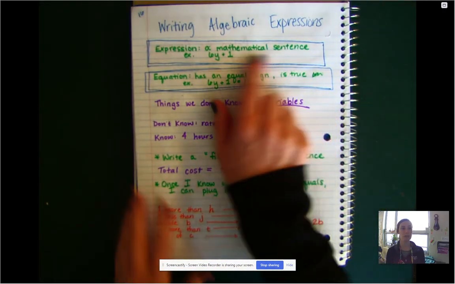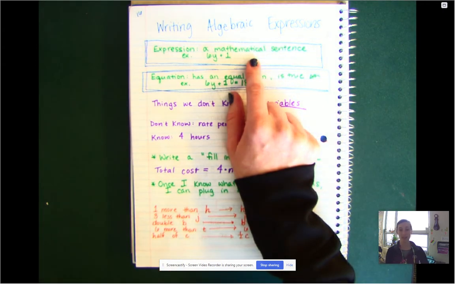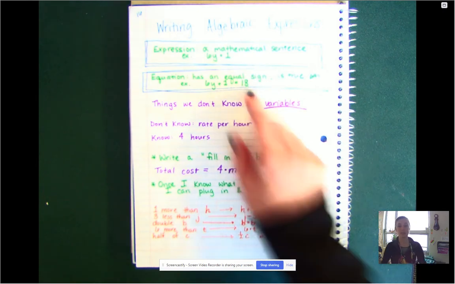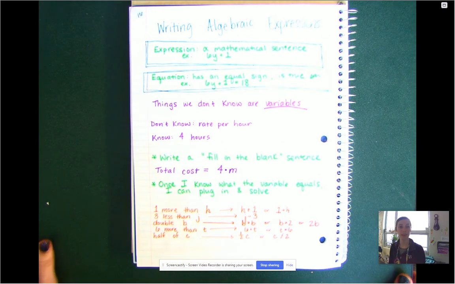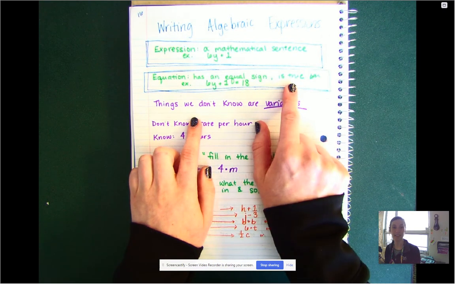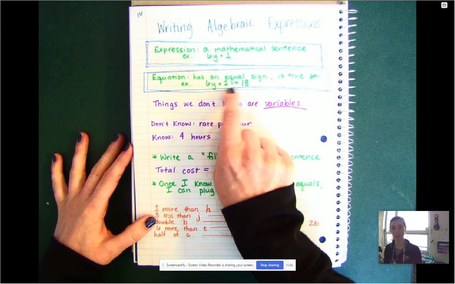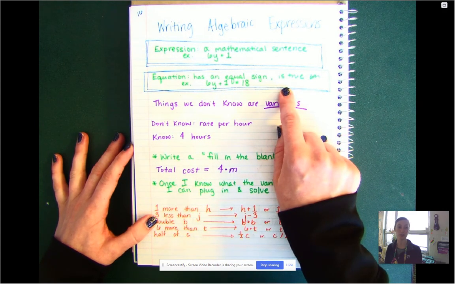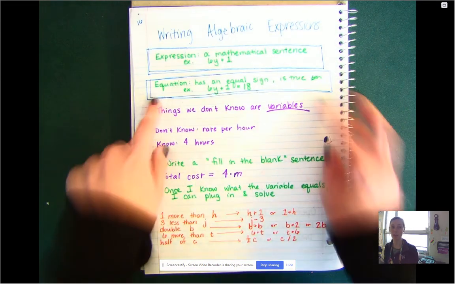In chapter 3, we talked about writing algebraic expressions. An expression is a mathematical sentence. In chapter 7, we are switching gears to writing equations. It's an equation if it has an equal sign and it's something that either is true or is not true. So when I do 6y plus 1 equals 18, there's only a certain value that will make this equation true. If it doesn't have an equal sign, it's an expression. If it does, it's an equation. And if it's an equation, you can solve it.